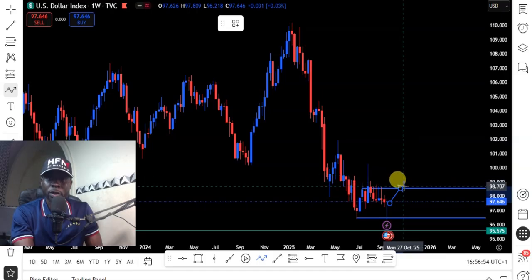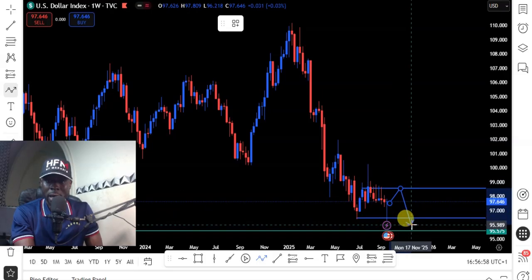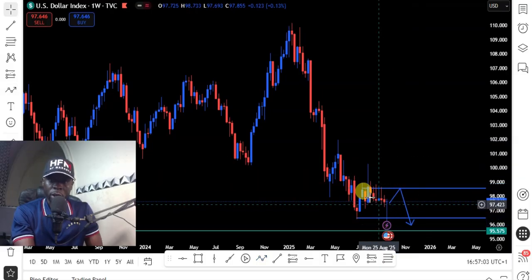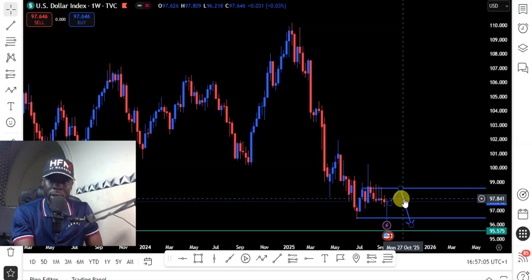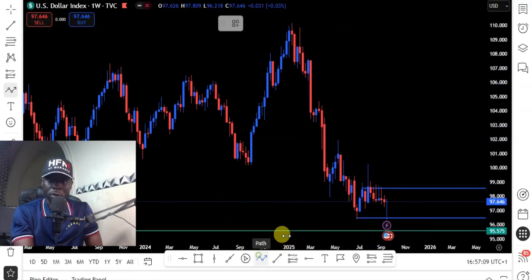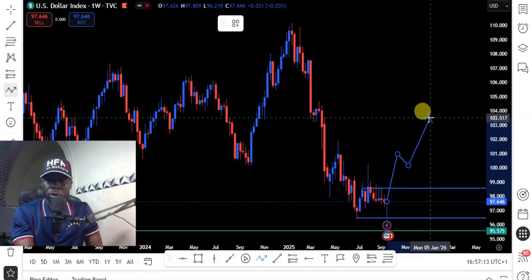But if price fails to break this resistance, we might be seeing a resumption of price back to the downside because we still have a downtrend structure. So for the weekly chart to turn uptrend now, we need a break of price above this lower high. Then we'll start looking for possible buying opportunity to the top for the dollar index.